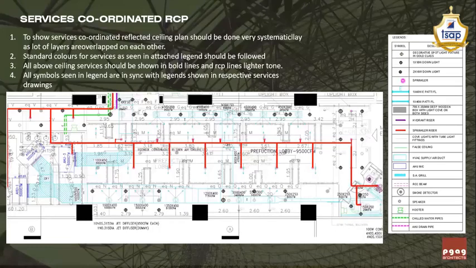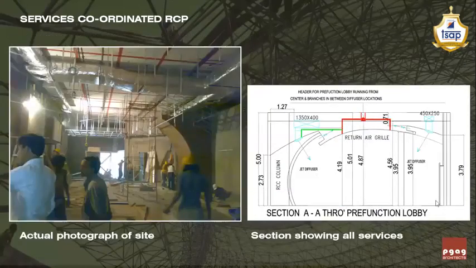Now, why should we know all these things in detail? The very basic reason is that when you show the services coordinated section, you are not supposed to show the hydrant riser level or the sprinkler riser level below the HVAC duct, so that when the HVAC duct is going to get executed, he should have clear space around it for the execution of the HVAC duct.